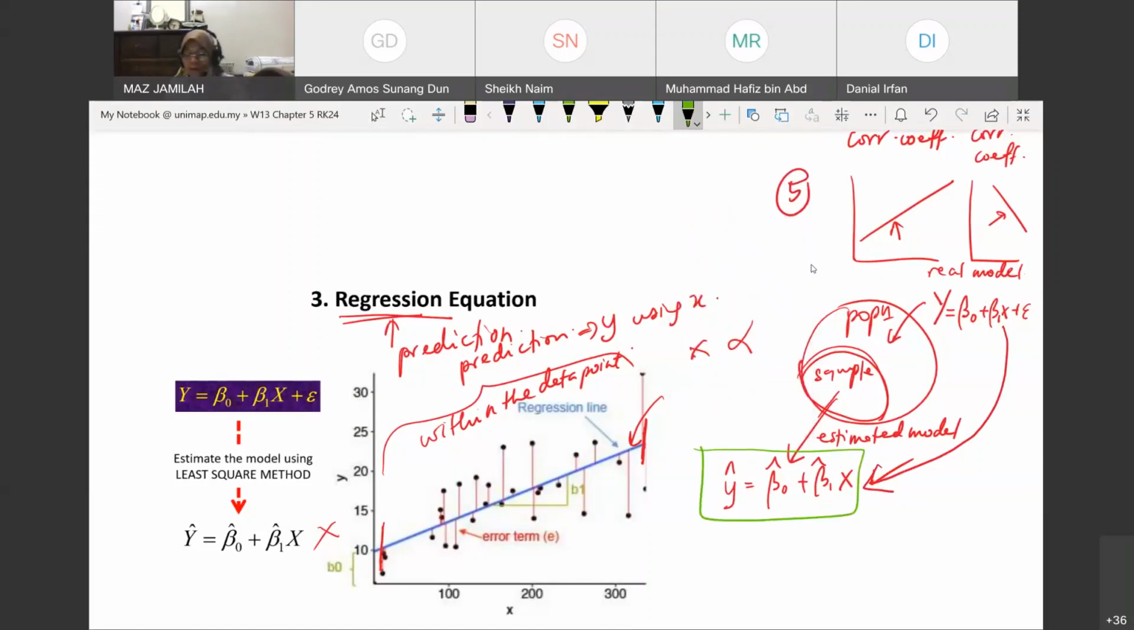Okay, so how do we estimate then? By using the sample, we are estimating the population. The method that we are using is what we call the least squares method. Okay, so for that particular part, least squares method, you can have that on the page of regression line.